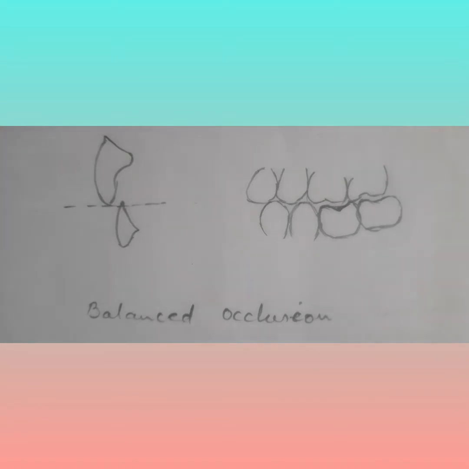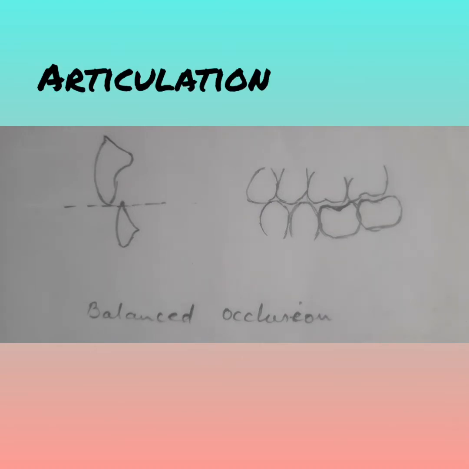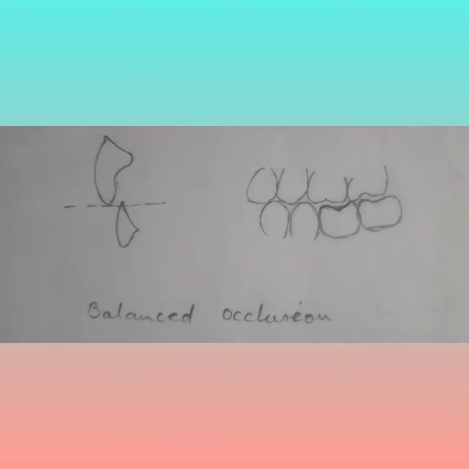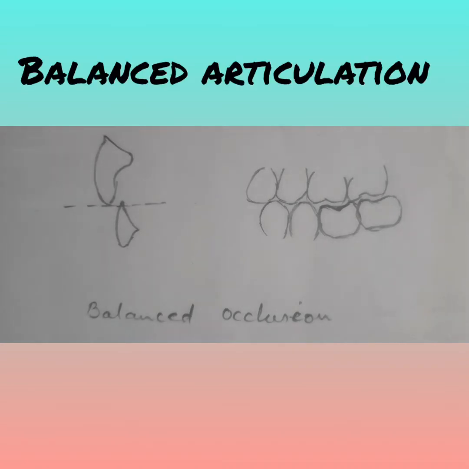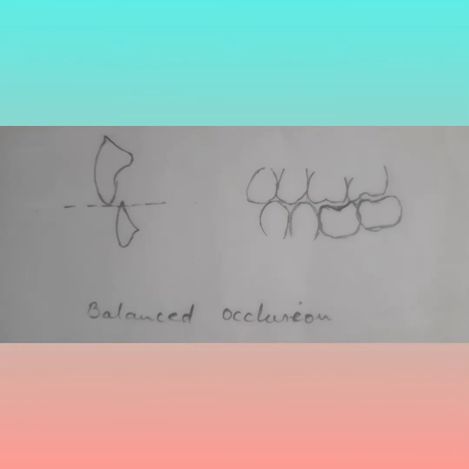Now, there is another similar term, that is articulation. What do you mean by articulation? Articulation is defined as a static and dynamic contact relationship between the occlusal surfaces of the teeth during function. And balanced articulation is a continuous sliding contact of the upper and lower cusps all around the dental arches during all closed grinding movements of the mandible. So this is the definition part.